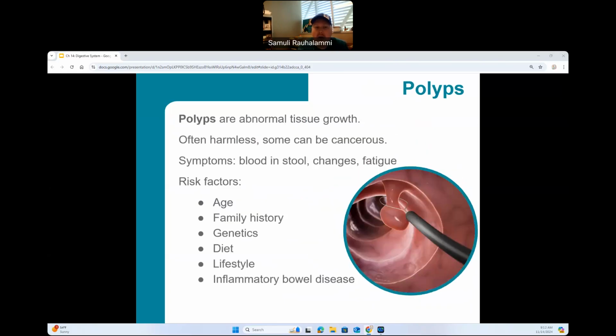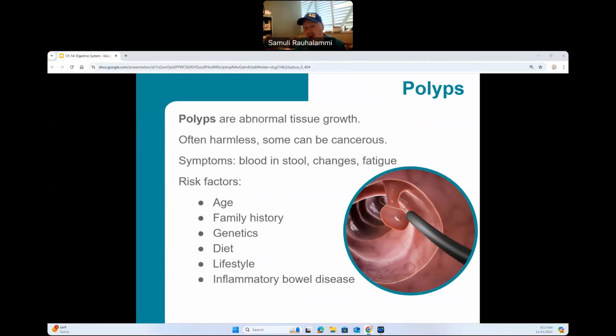Let's talk about polyps. Polyps are abnormal tissue growths and they can be found anywhere in the body. Here we look at them in the digestive system and especially in the large intestine. They are often harmless, but some can develop into cancer, and therefore we often just remove them when we see them during colonoscopy. Symptoms include blood in the stool, changes in bowel habits, or tiredness that results from the blood loss due to the bleeding.